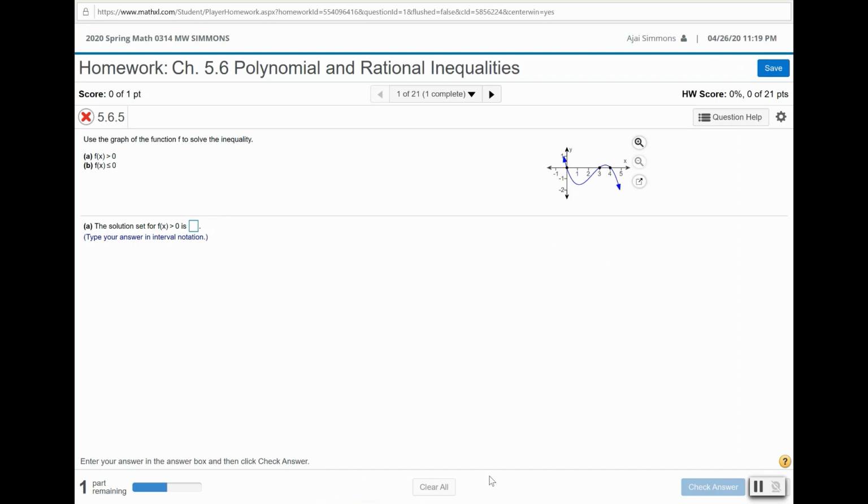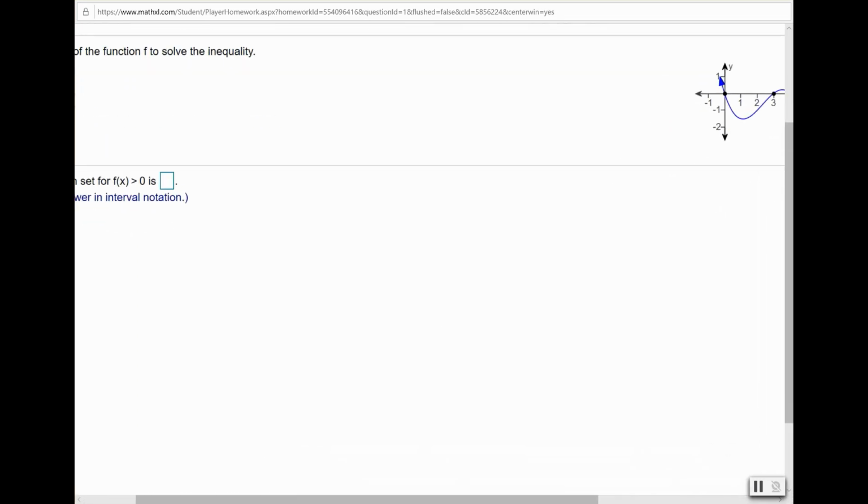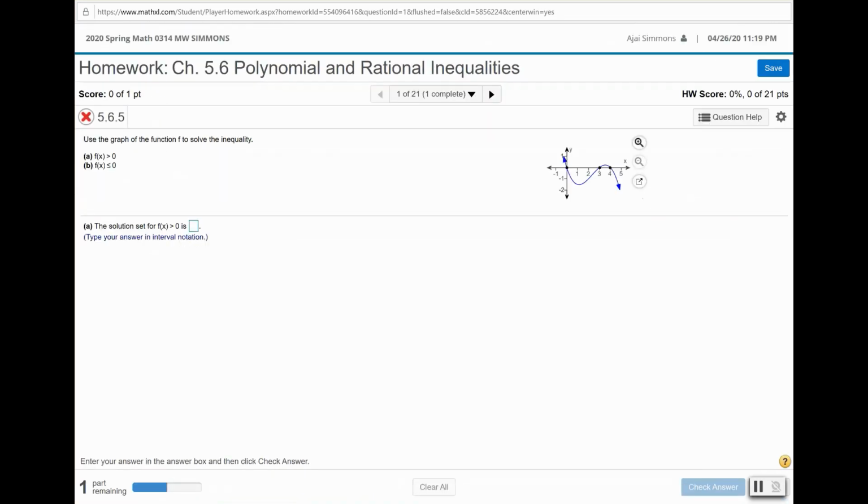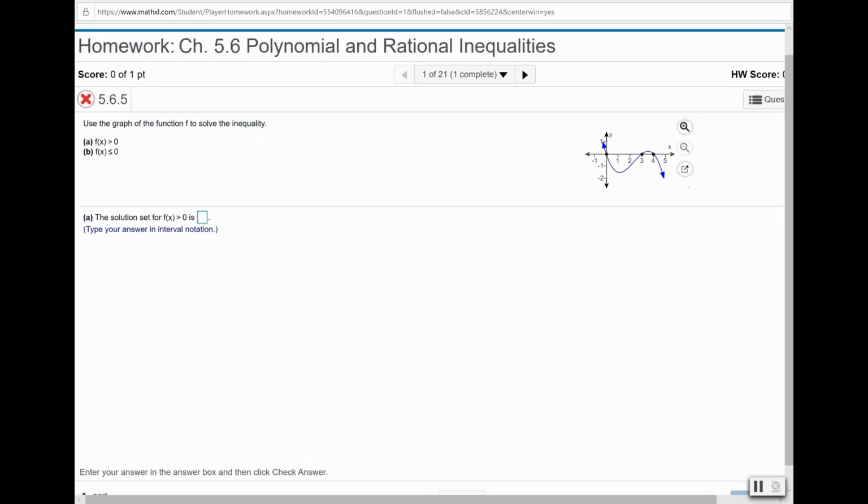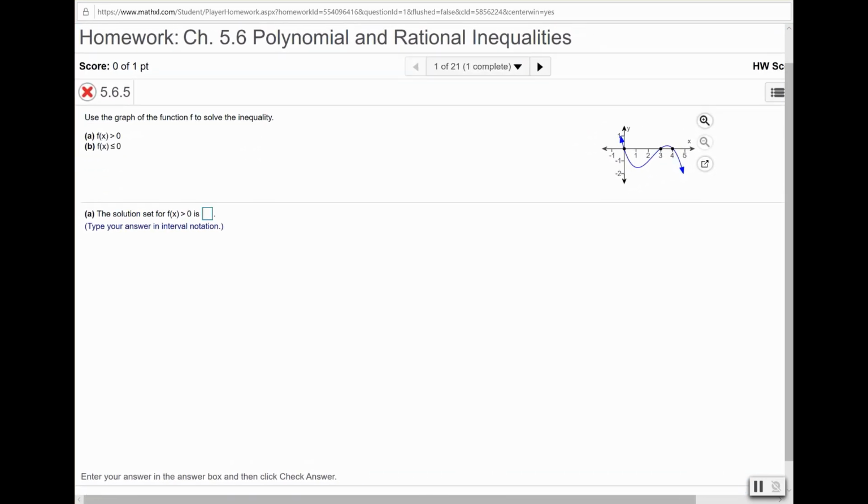Because we have some problems in the polynomial and rational inequality section that I am getting questions on, I wanted to address those questions in a video. There's a couple of problems in this section where they give you a picture and you basically need to determine what the solution is going to be based on the picture. For this particular problem, they give you a graph and they want you to write the solution.